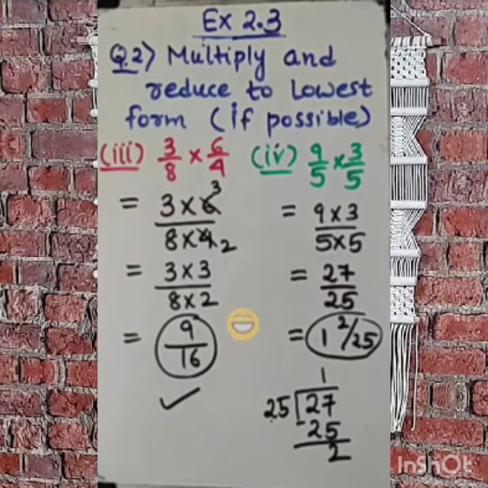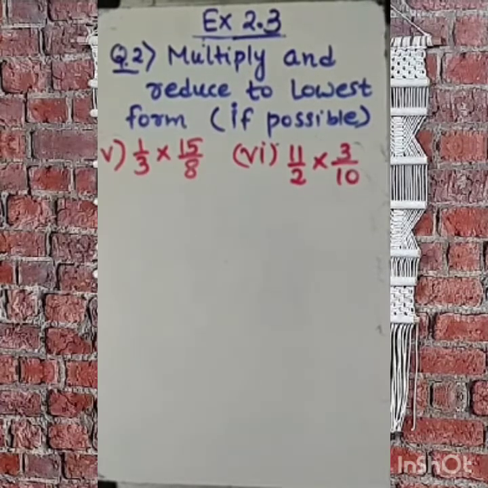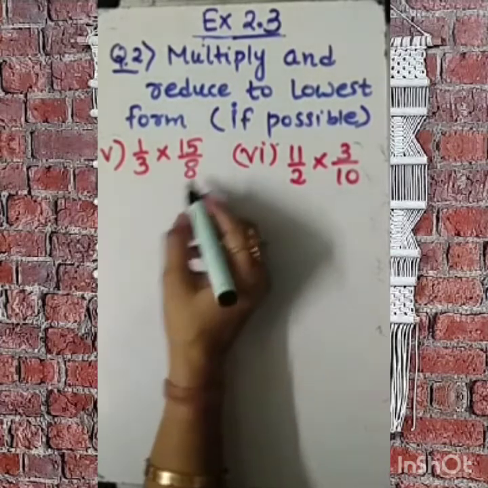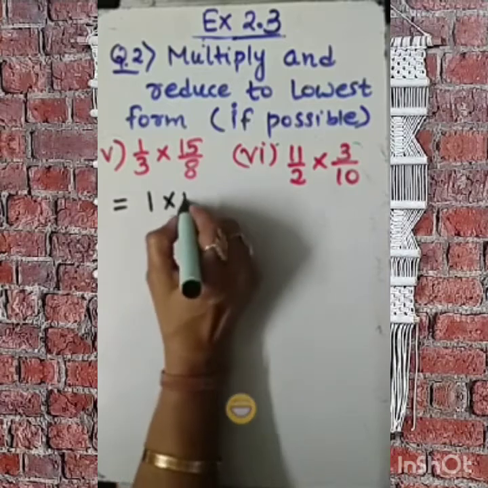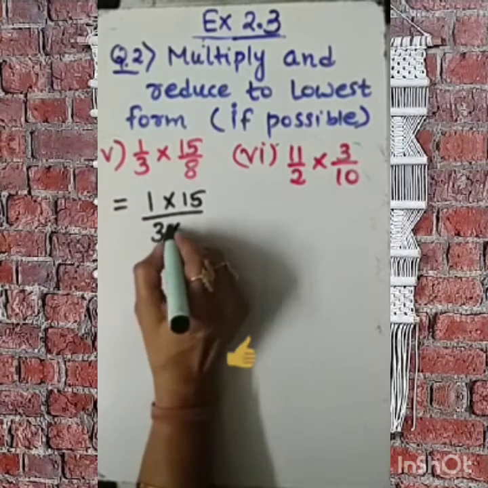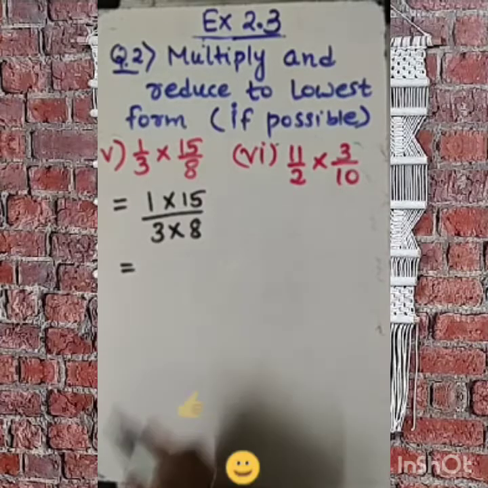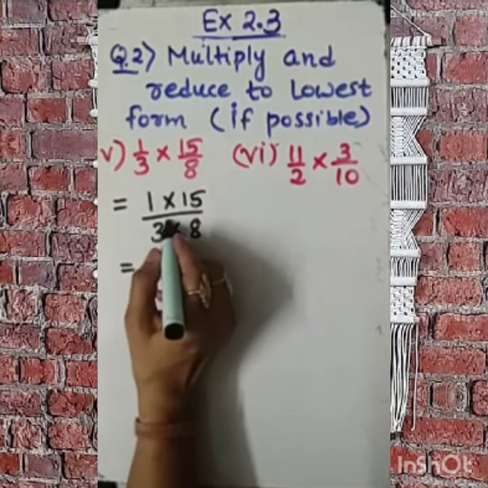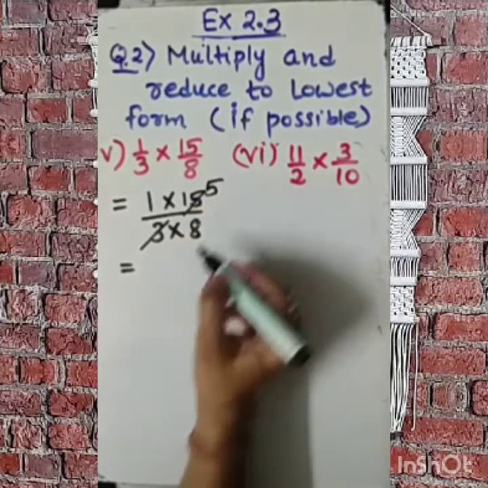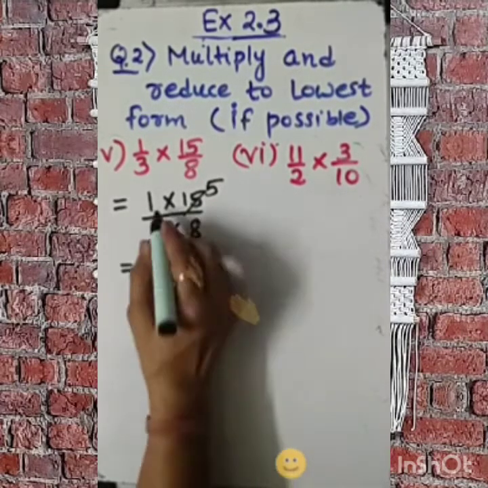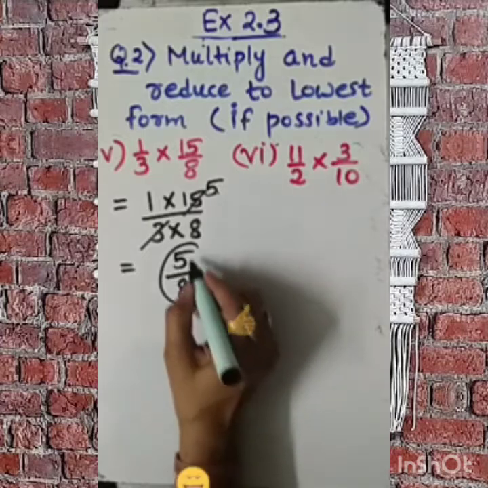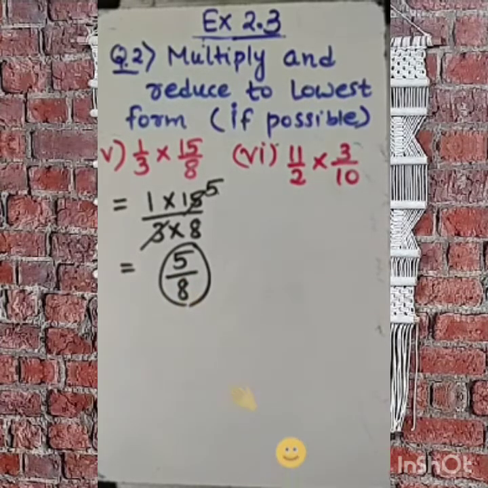Okay, let's continue with the next, the fifth. That is also very easy. Now the fifth is on your screen. 1 by 3 into 15 by 8. So that is 1 into 15 upon 3 into 8. Very simple, very easy. Dear student, you can see here 3 is common. 3 5 15. So in numerator 5, 1 5 5 and this is 8. You know very well 5 by 8 is a proper fraction.